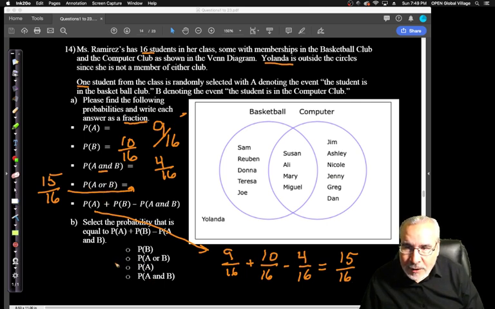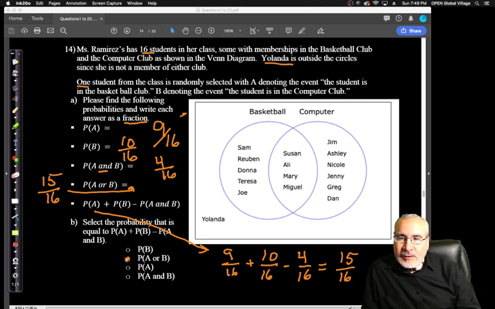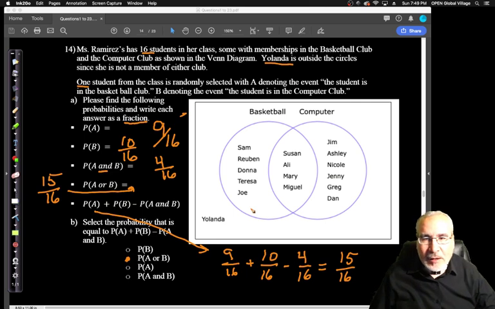And so we come down here and we choose this probability of A or B. That's what that formula gives us. The total, taking away the ones that would have got counted twice. Number 14, we'll stop it here and move on to 15.